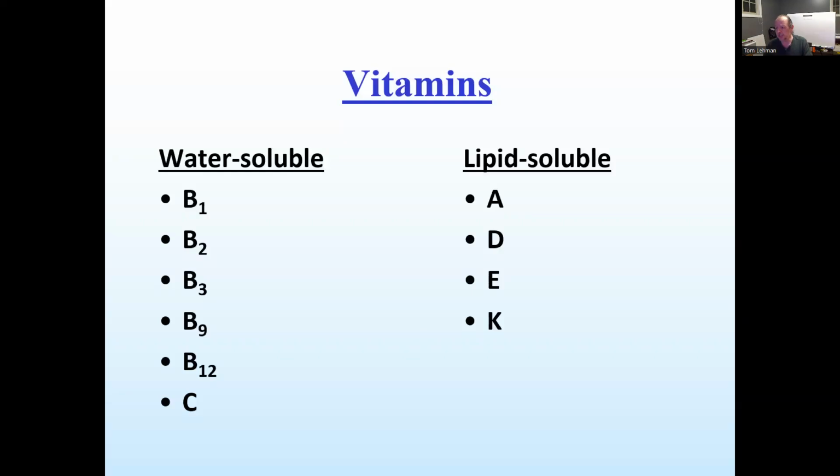And so if we take a look at the different vitamins, we can break them down into either water-soluble vitamins or lipid-soluble vitamins. Now, when we take a look at these, remember that water-soluble vitamins are going to be able to travel directly into the bloodstream. They're going to be able to quickly travel into the bloodstream from the intestines, but they can also quickly travel out of the bloodstream through the kidneys.